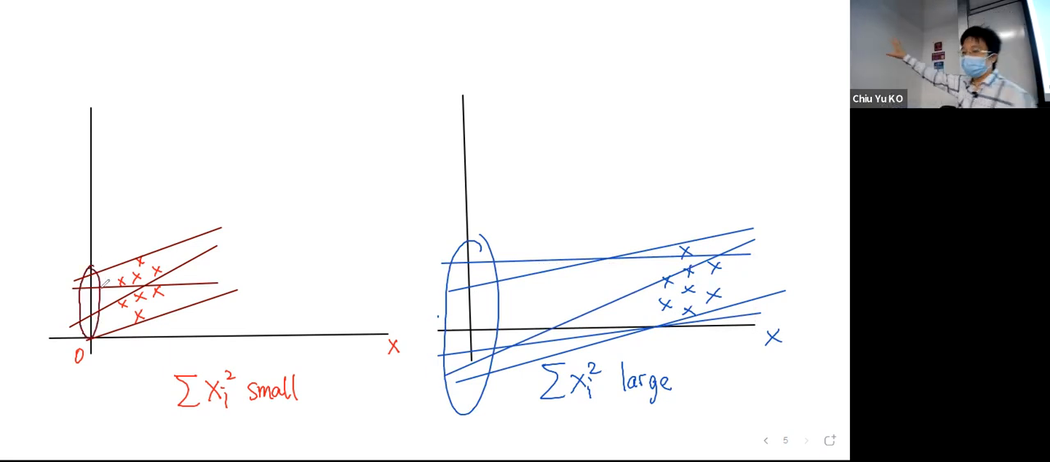So the further away the data is, the more variance in terms of intercept. Is that clear? Is that clear why this is true? The variance of the intercept is much larger in the first case than the second one. Is that okay?